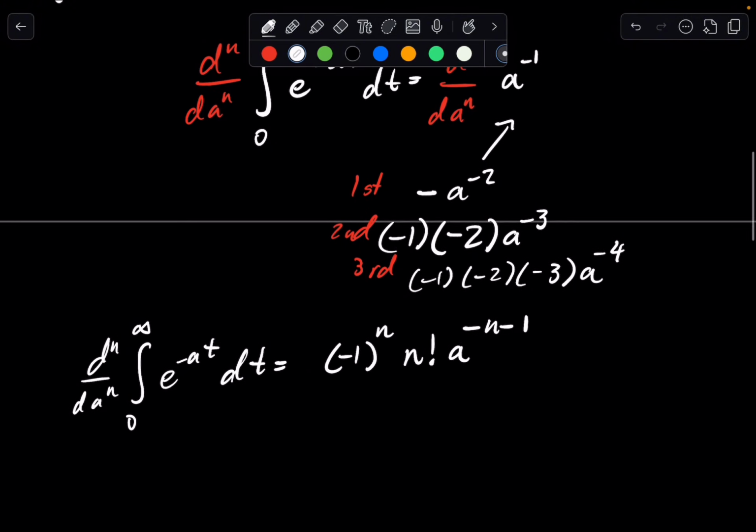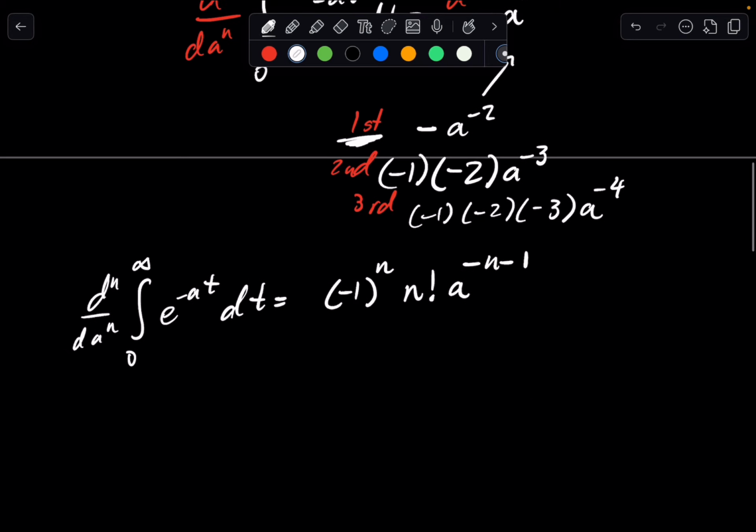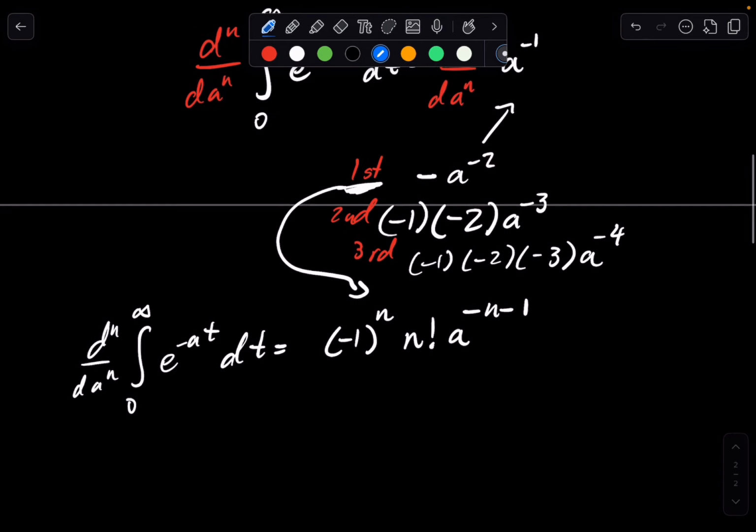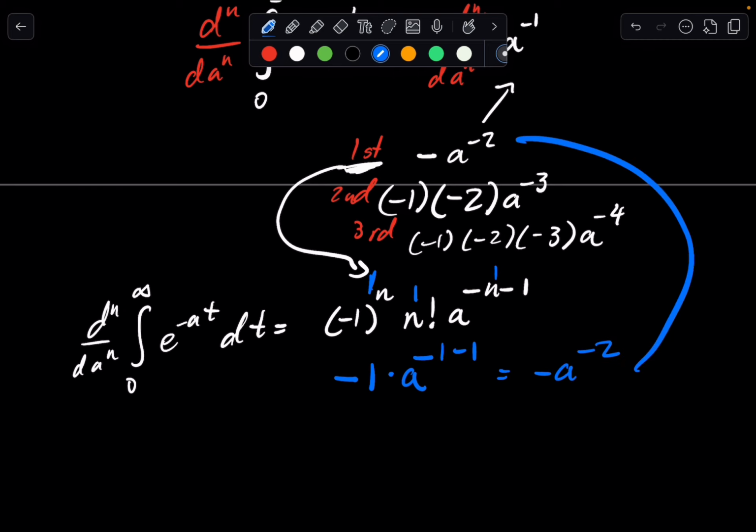Now let's confirm that we actually did this right. When I take the first derivative, let's plug it in. n would equal 1. I'll do this in blue so it's clear. n would equal 1, so I do have a negative. Then I would plug in 1 for n here as well, 1 factorial. That's equal to 1 times, and then I have a to the negative n. What is my n? 1 here. Negative 1 minus 1 equals negative a to the negative 2, which is indeed our first derivative.